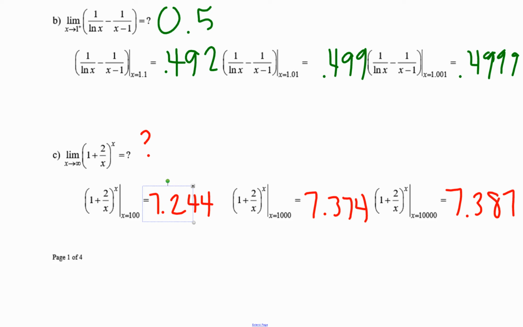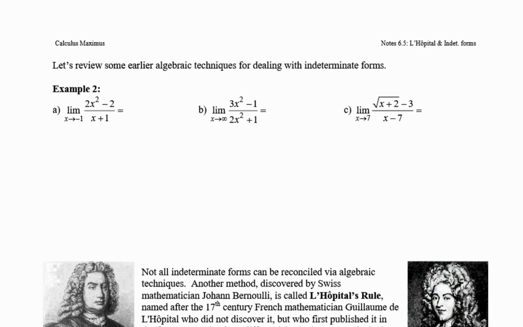If any of you know what the limit as x approaches infinity of 1 plus 1 over x to the x is, you'll know this, but maybe not. So it's fine. We're going to have to just investigate a little bit.